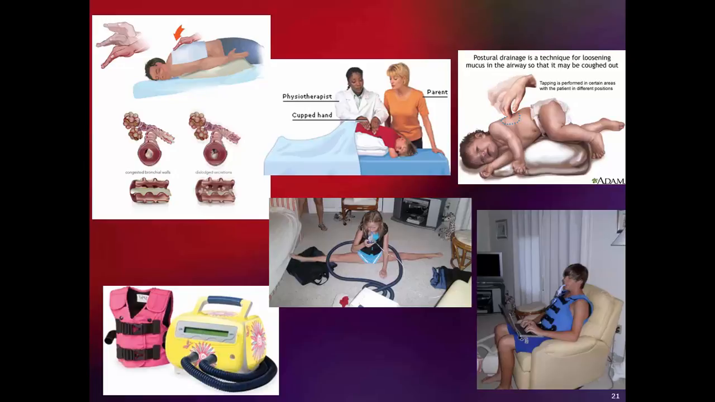And here again is some of your positionings, and you can see how they have the head down, just kind of helping, and then showing you the cupped hands for the percussion. And then these are pictures of, at the bottom, they have vests that will actually do the percussion for you. So you wear these vests, and it actually vibrates and does the percussion as well. And you can see both of the individuals are using a bronchodilator to also help. They have different colors and different machines to try to make it a little bit more fun for people.